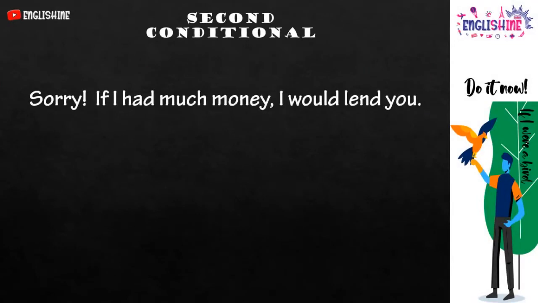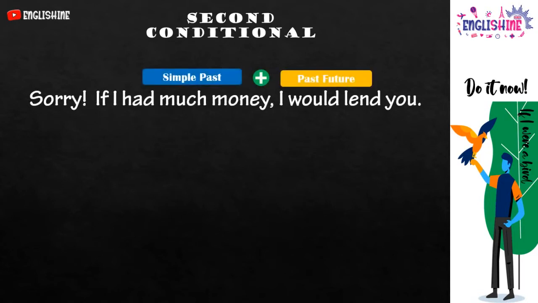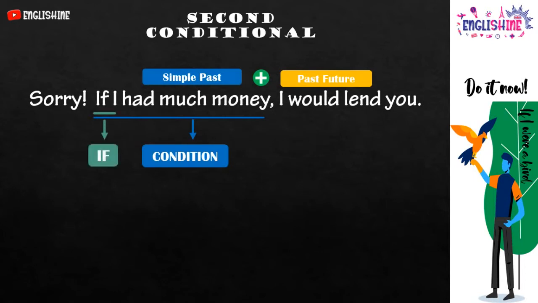Let's look at this sentence again. Sorry, if I had much money, I would lend you. The sentences are simple past and past future. If I had much money is the condition. This is an if clause because it begins with if. Also, we have to use a comma at the end of an if clause when the if clause comes at the beginning of the sentence.